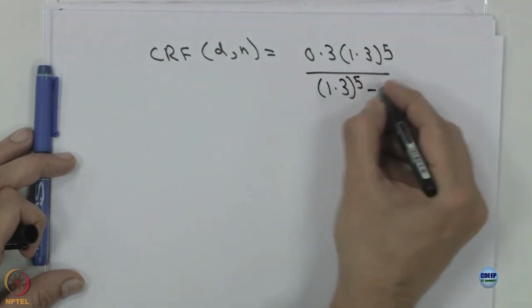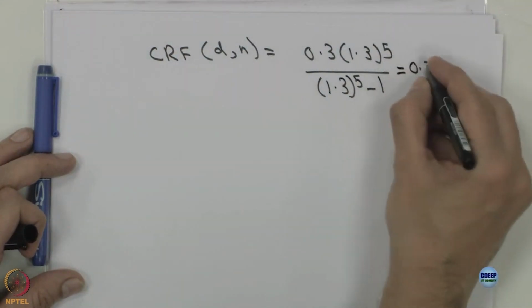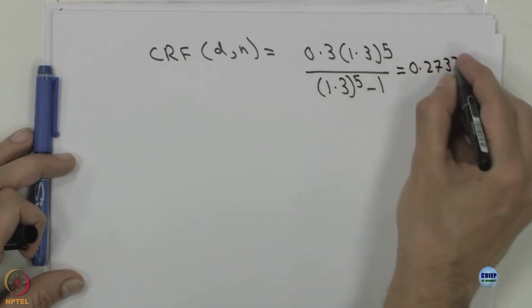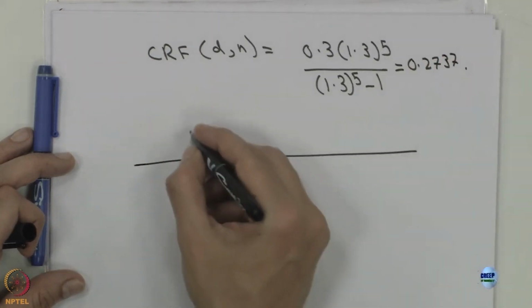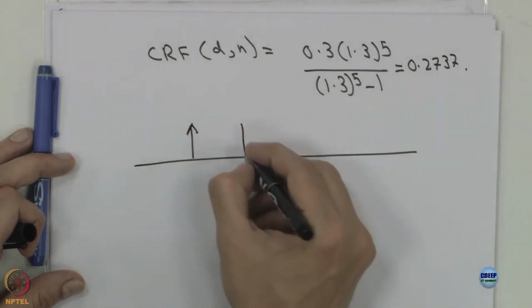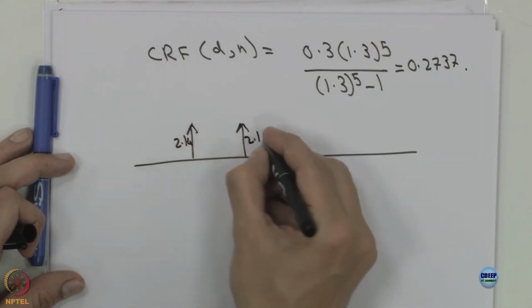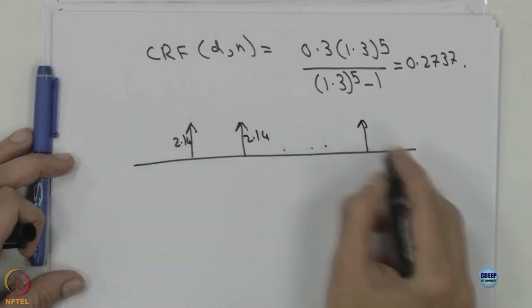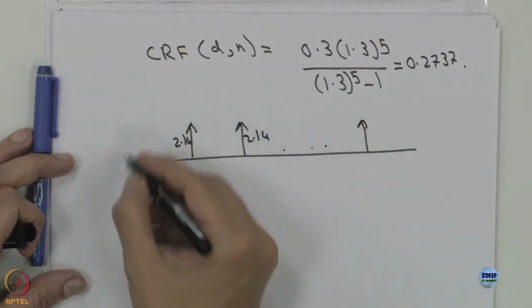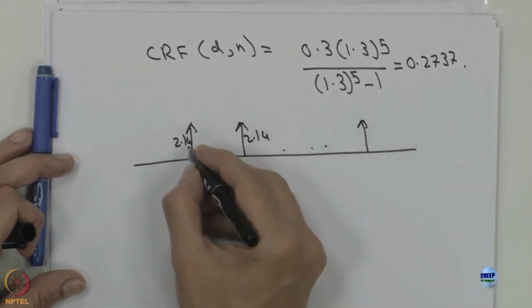You remember we had done this in the energy economics portion. This turns out to be 0.2737, and what we are now doing is we are making these 2.14 lakh payments every year. We are discounting only at the end of the year. We are not doing it on a monthly basis. We could also compound it and discount it on a monthly basis.